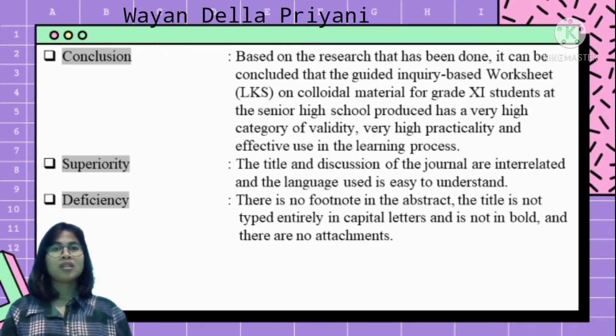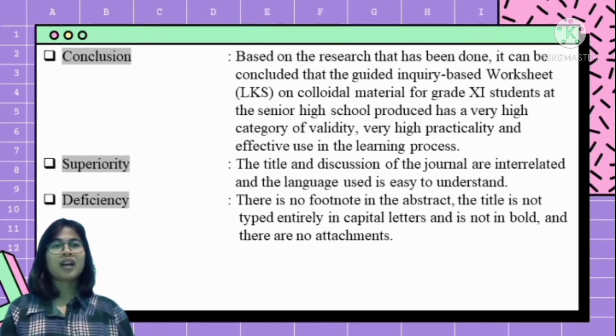Superiority. The title and discussion of the journal are interrelated and the language used is easy to understand. Deficiency. There is no footnote in the abstract. The title is not typed entirely in capital letters and is not in bold, and there are no attachments.